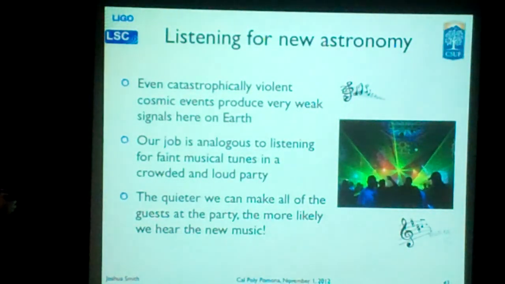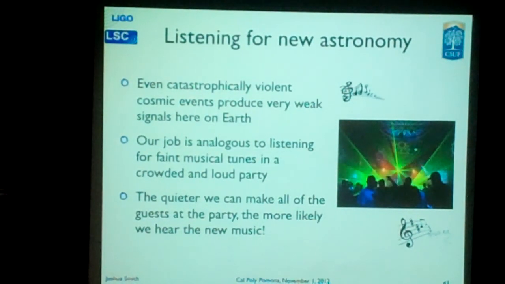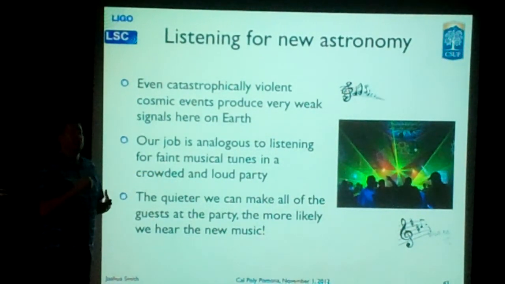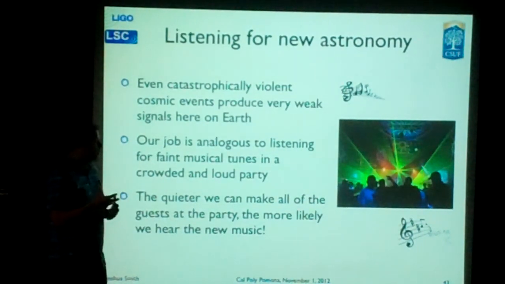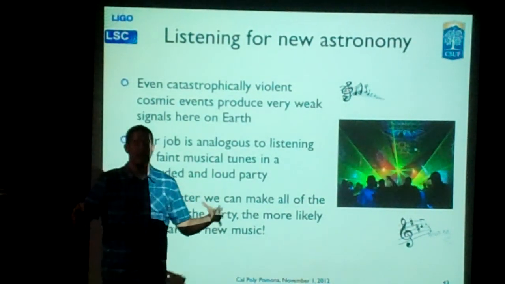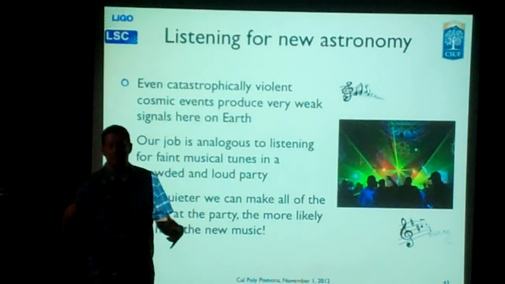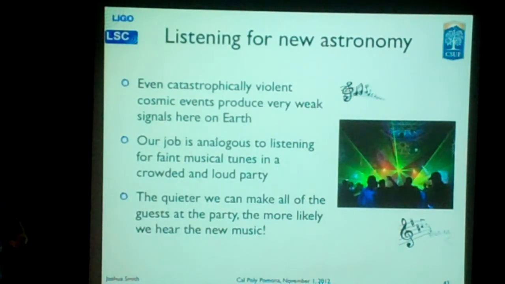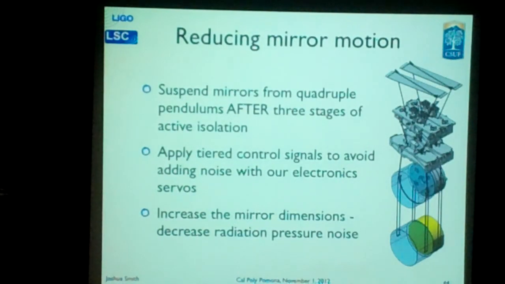What we're trying to do is listen for new astronomy. We're listening for these gravitational wave sounds. Even the catastrophically violent events produce tiny signals on Earth. So it's like being at a crowded party and listening for a faint tune. You'd really like to hear it, and what we're trying to do is go around to the party and make everyone be quiet. We're trying to make our suspensions be quiet, the Earth be quiet, everything. It's really hard, but if we can make them all be quiet, we'll be able to hear this Einstein symphony. So we're reducing the mirror motion. This is a picture of the quadruple pendulums we're adding.